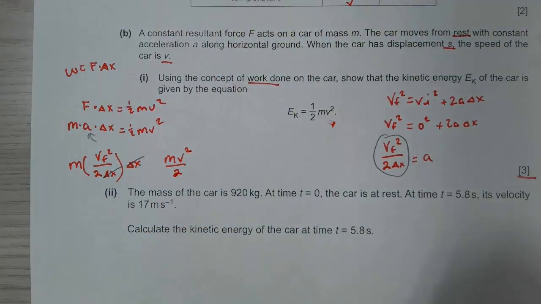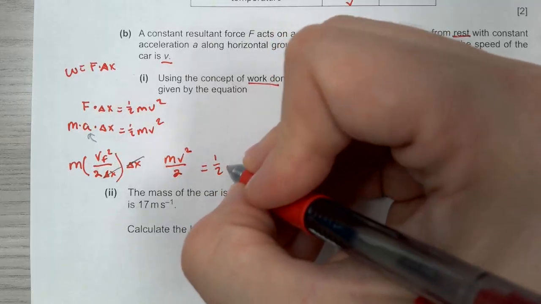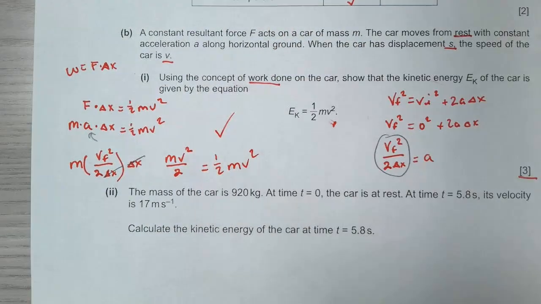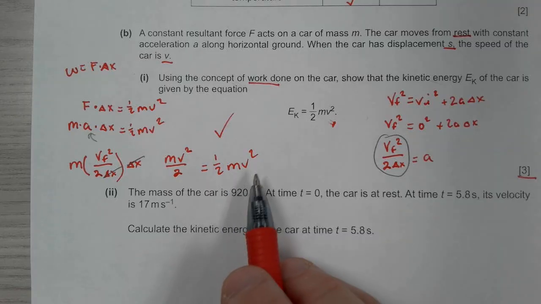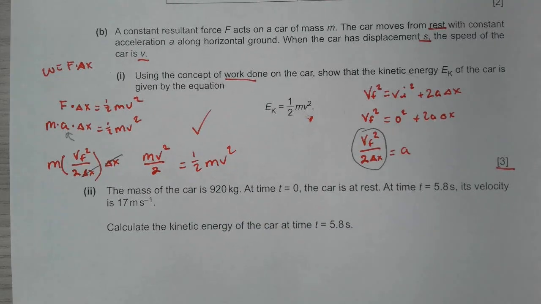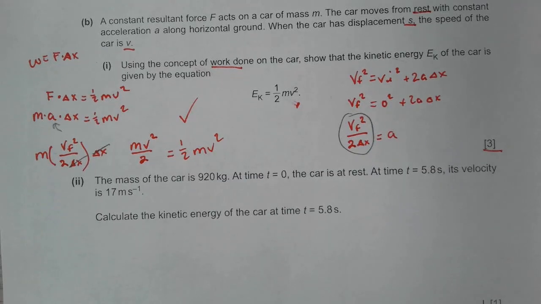You don't need to write the f. Is that the same thing as 1/2 mv squared? Yes, it is. Mass times velocity squared divided by 2 is the same thing as mass times velocity squared times 1/2. So we did it. We did it. Woo!